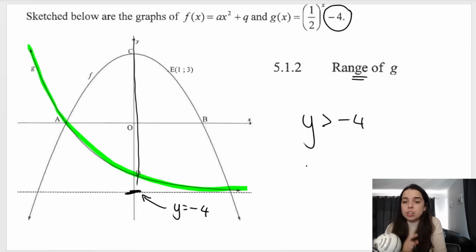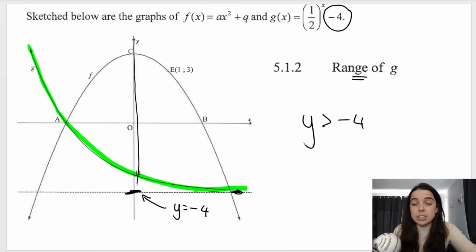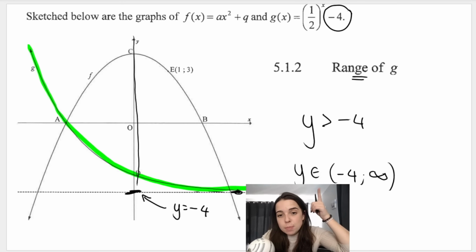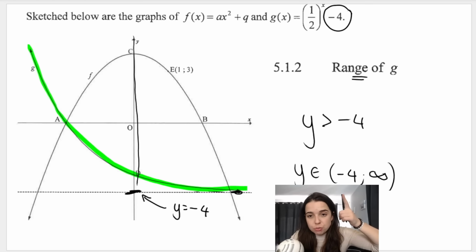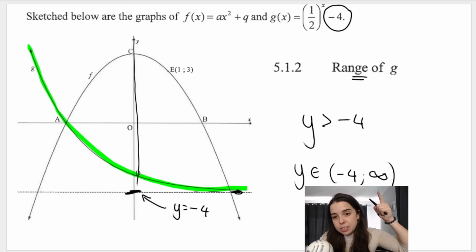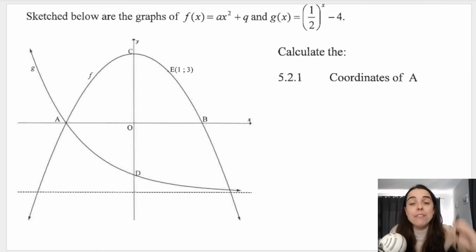Please do not write greater than or equal to, because as I said, your function does not cut the dotted line. So it's not greater than or equal to, it's just greater than. This is another way to write the range. So y is an element of from -4, not including -4, so we use round brackets, to infinity. We never include infinity, so use round brackets.